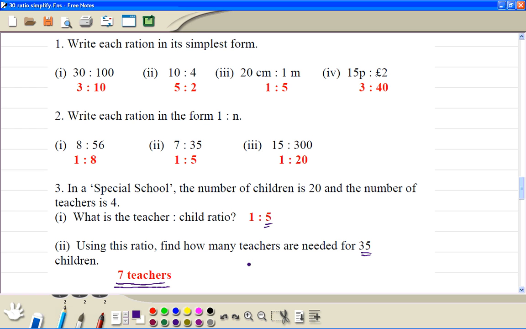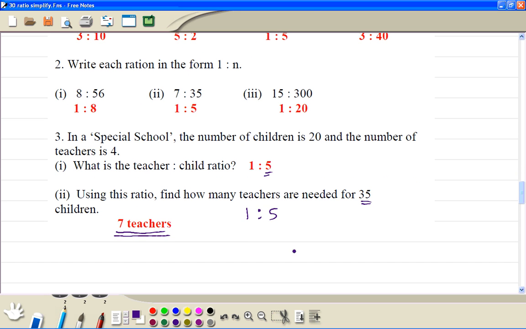It's just like this. 1 teacher, 5 children. If we have 35 children, what are we doing from there to there? We're multiplying by 7 to get this. So the same thing we have to do here. So you will get 7.